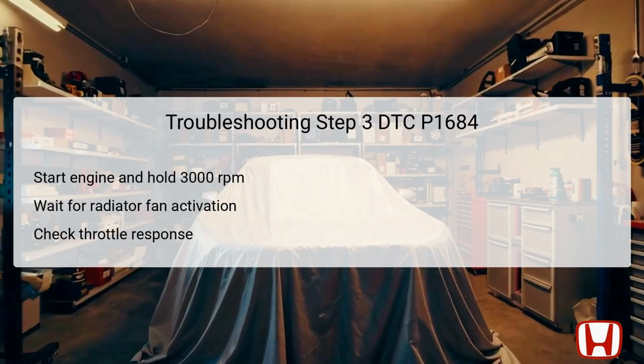In the third step, technicians must start the engine and maintain a constant speed of 3,000 RPM without any load, either in park or neutral. This controlled condition allows the system to operate under specific parameters, promoting accurate monitoring of throttle valve behavior. Continuing this for a duration sufficient for the radiator fan to activate ensures that the engine reaches normal operating conditions.